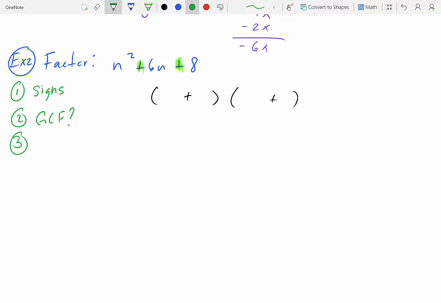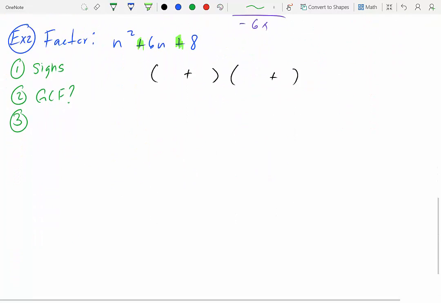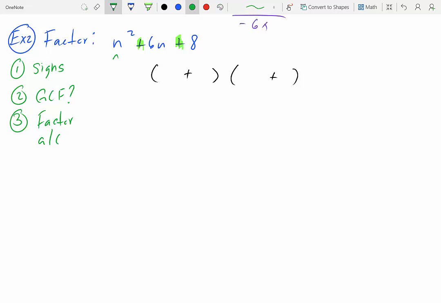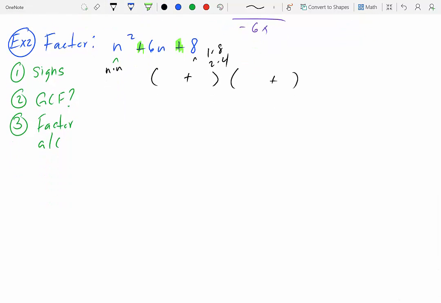The third step, what we need to do is factor a and c. So we're going to do that as factor AC. So if we factor a, that's n times n, and if we factor 8, that's 1 times 8 and 2 times 4. Now, since we're using the same signs, we need to add or subtract to get 6n, but since they're the same signs, we're going to add the two numbers. So what two numbers add up to 6? Well, that's 2 and 4. And then we're going to go ahead and just put n and n. And of course, check your answers if you want to.